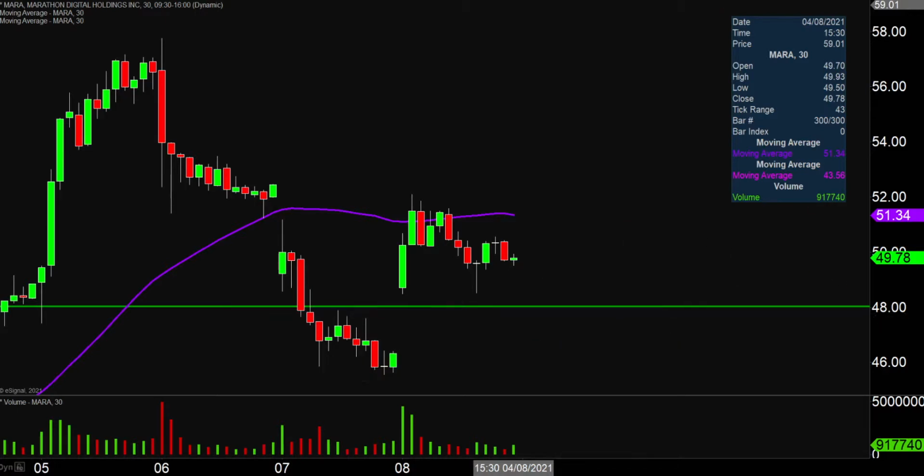Now, as far as areas of resistance are concerned, public enemy number one, all about that purple line there, the 50-period moving average, currently valued at, we'll call it 51.35. You can see that all day today. Price, generally speaking, was right up around that area, but can never quite build and maintain any sort of further momentum. So that'll definitely be a very important level to watch moving forward.